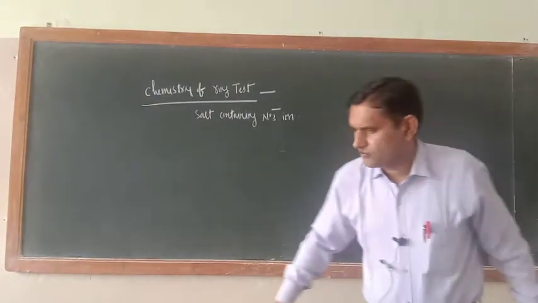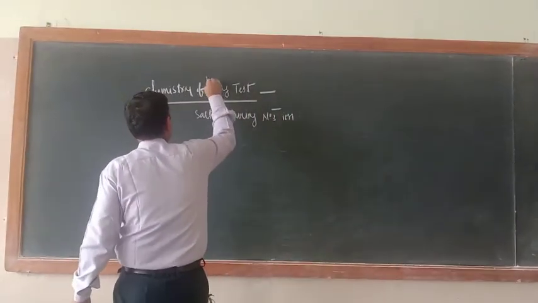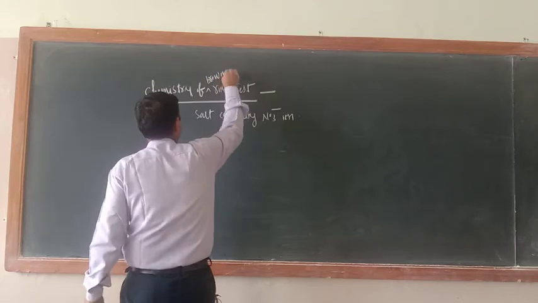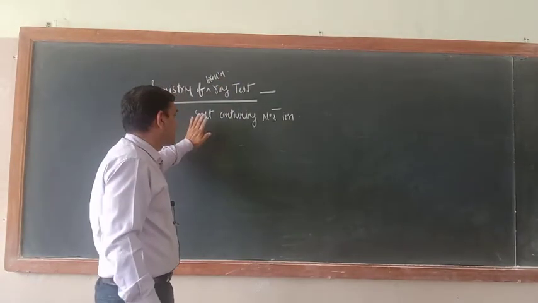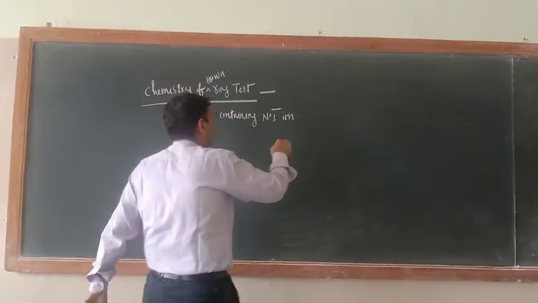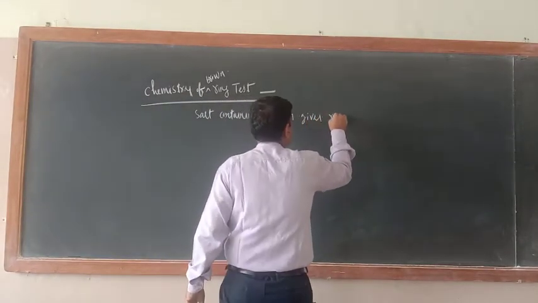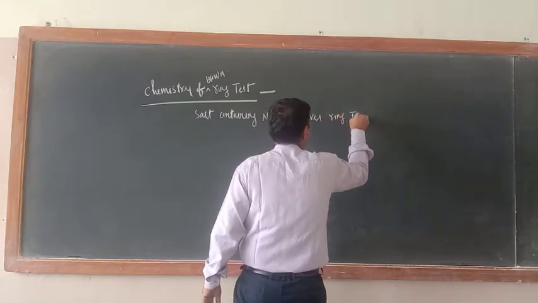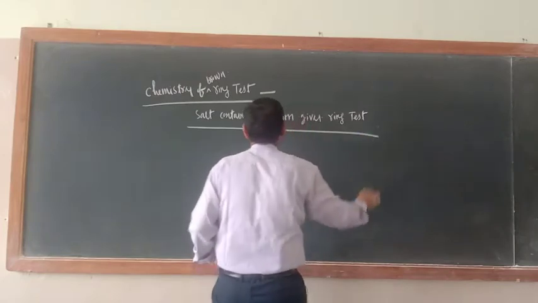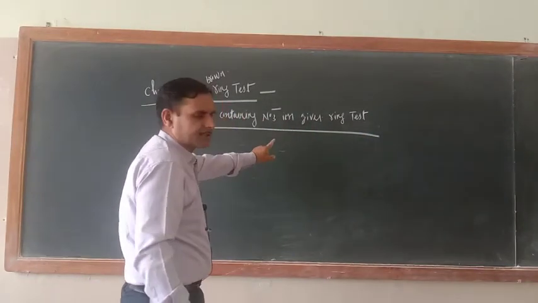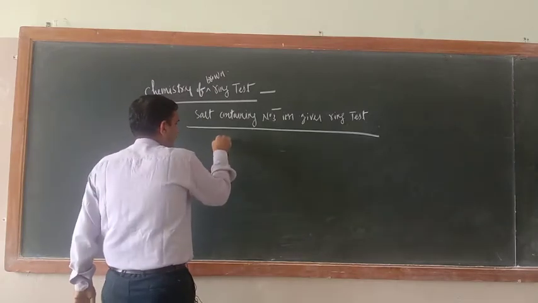What kind of test? Ring test. You can write here brown ring test also. So what kinds of salts give this test? A salt containing the nitrate ion gives the ring test. Just see, NO3 minus.